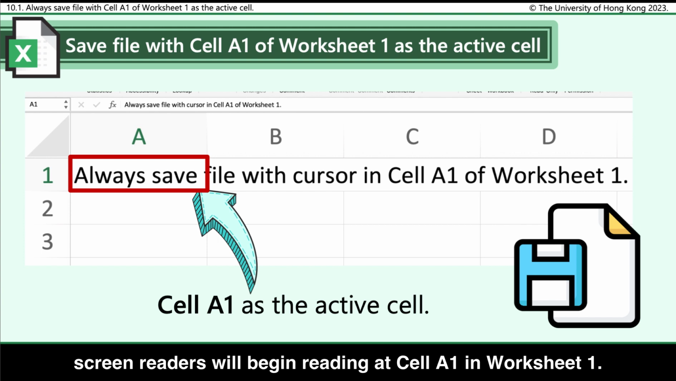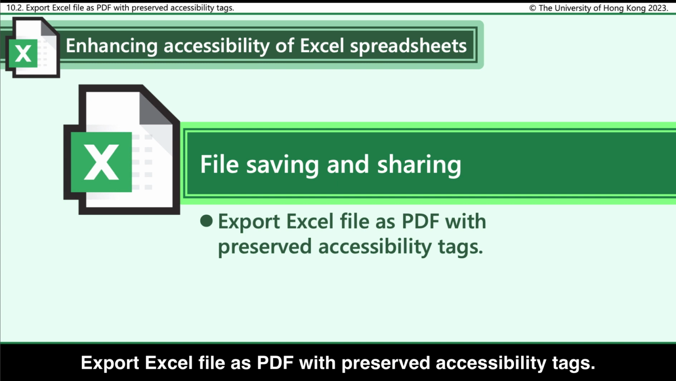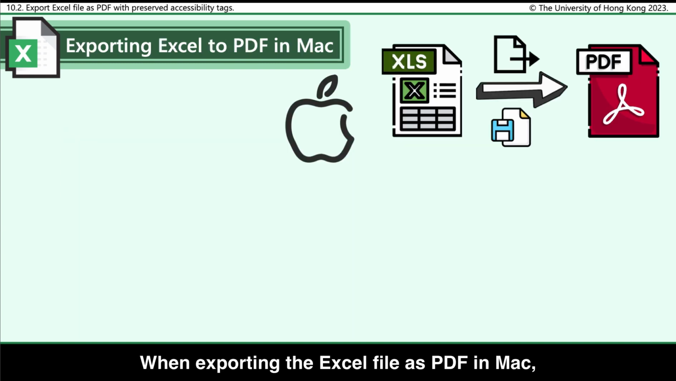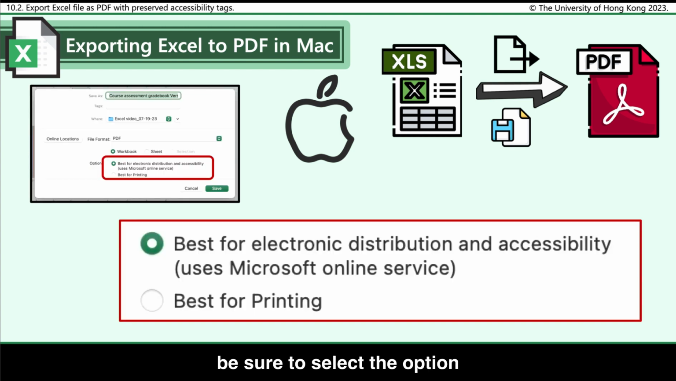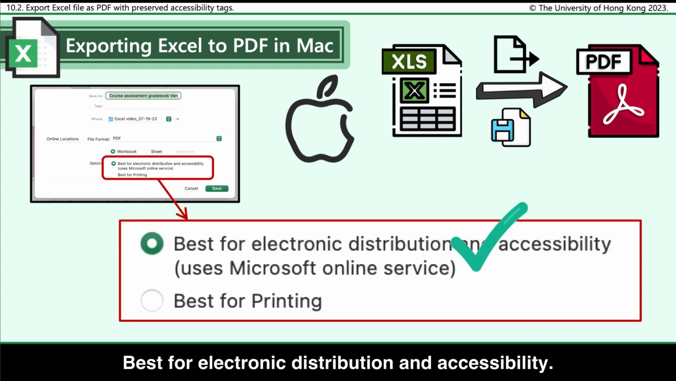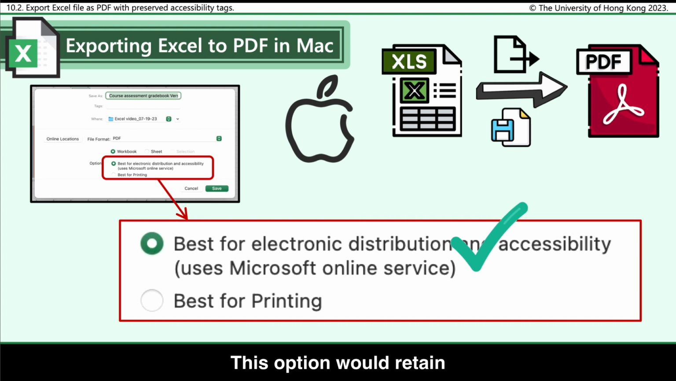Export Excel file as PDF with preserved accessibility tags. When exporting the Excel file as PDF in Mac, be sure to select the option Best for electronic distribution and accessibility. This option would retain the accessible features of the document. Do not use the Print to PDF or Best for Printing function.